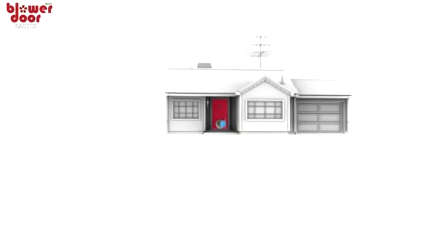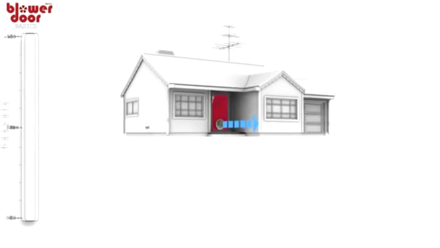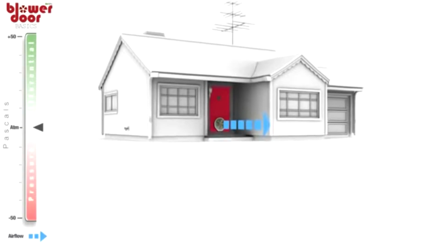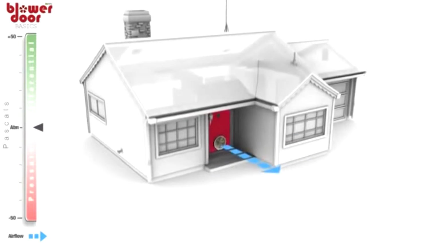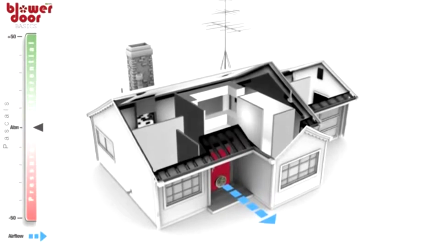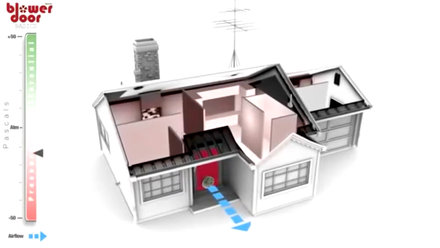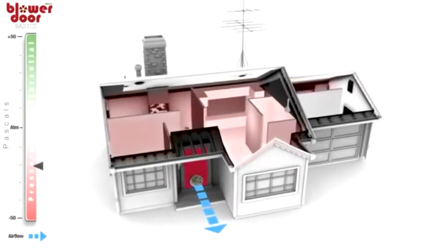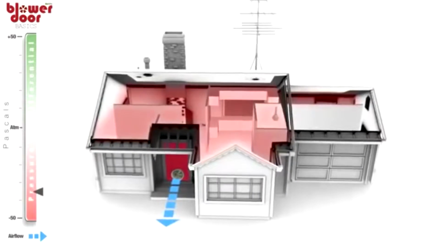When we run a blower door test, air from inside the home is pushed out by the fan, creating a pressure differential between the inside and outside environments. In its natural state, the pressure inside a home is the same as it is outside, right around atmospheric pressure, depending on elevation and the weather. The pressure drops as air exits the front door. We call this negative pressure inside the home depressurization.